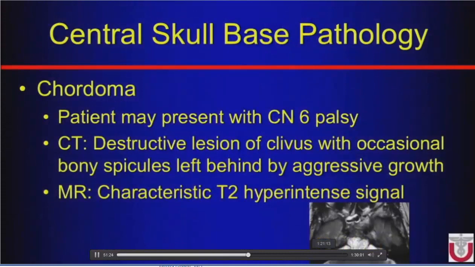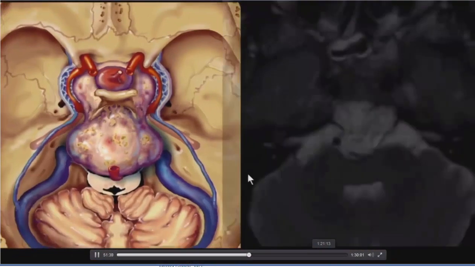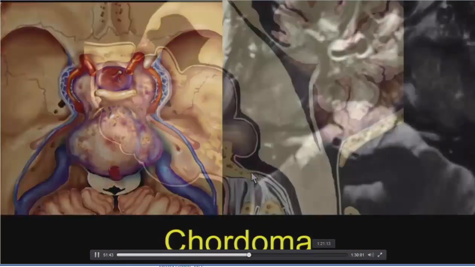So I'm going to mention briefly chordoma and chondrosarcoma. You're going to hear more in the next lecture. But a chordoma is going to be a destructive lesion of the central skull base and has bright T2 signal. So here's a graphic showing that. Now I have a normal pituitary gland, but I have a large mass that goes back and thumbs the pons. It's very bright on T2 and expansile at that location.